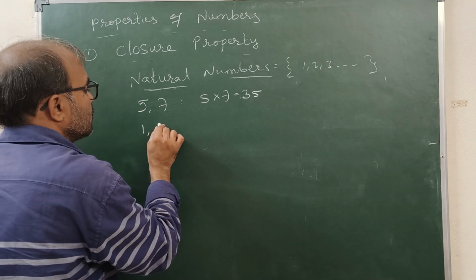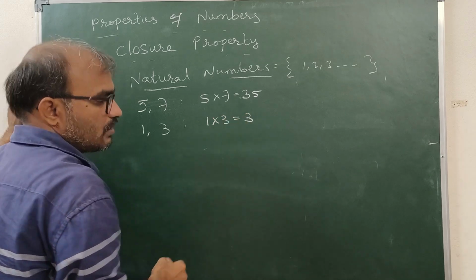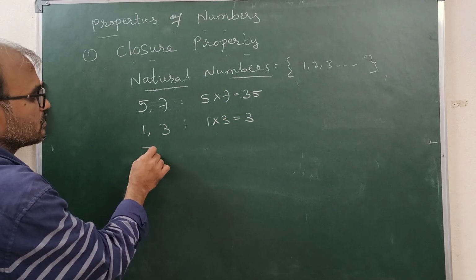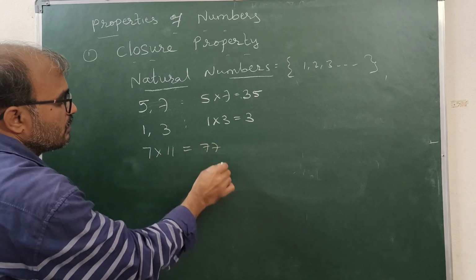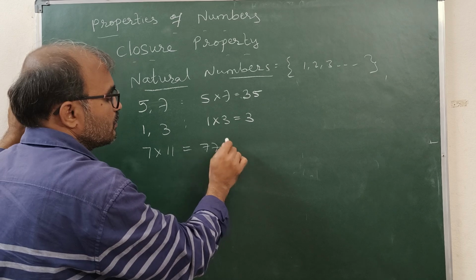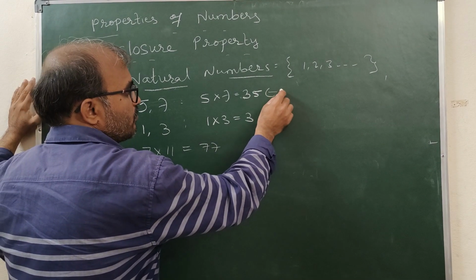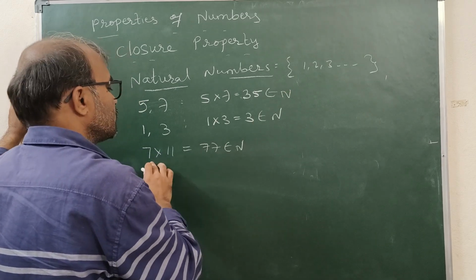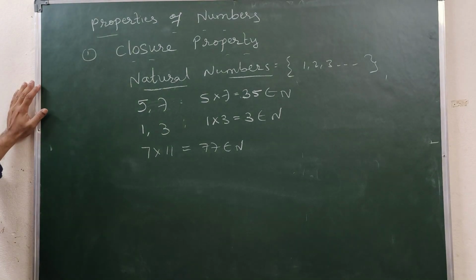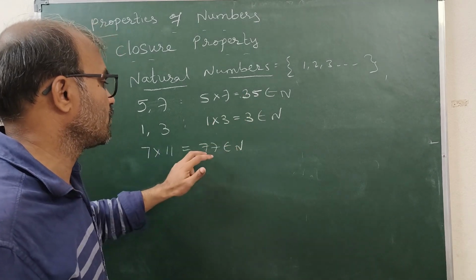1 comma 3. 1 into 3 is again 3, a natural number. 7 into 11. 7 11s are 77, again a natural number. Right? So 35 belongs to natural numbers, 3 belongs to natural numbers, 77 belongs to natural numbers. So you take any two natural numbers and multiply them, again you will get the product.